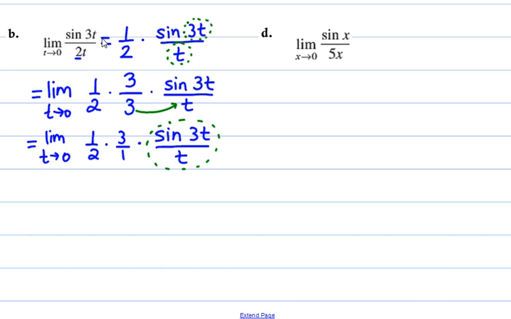1/2 times 3 over 1 is 3/2. And then the special limit should equal 1. So my answer is 3/2.